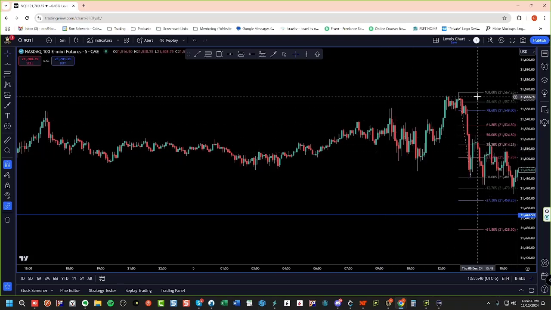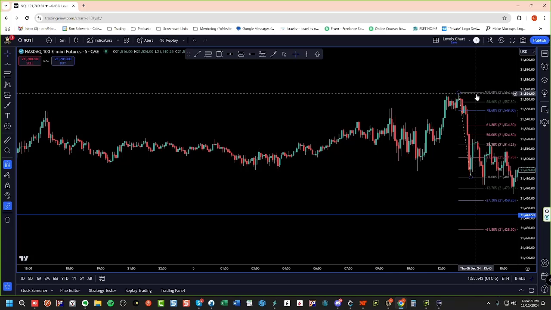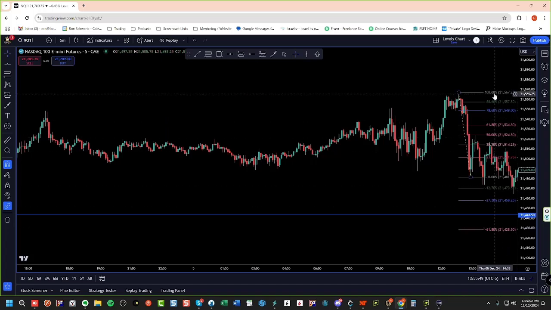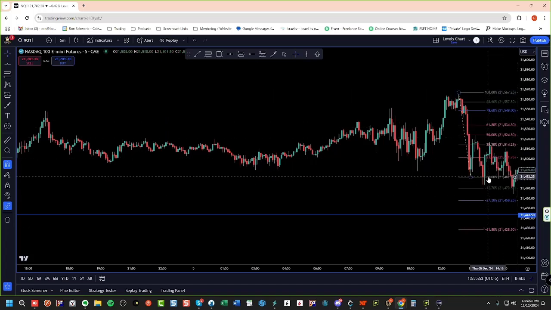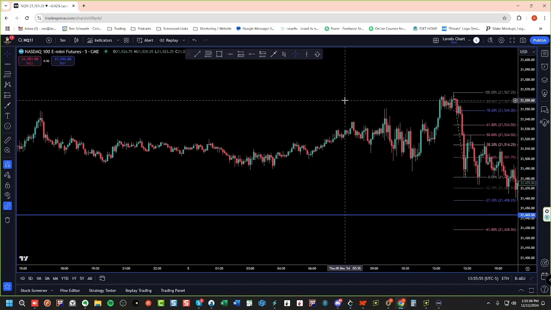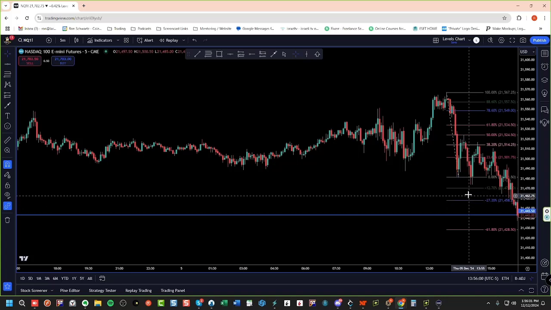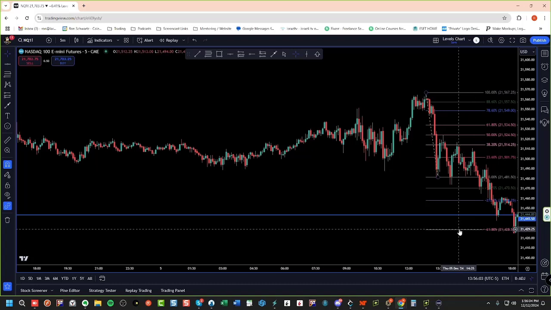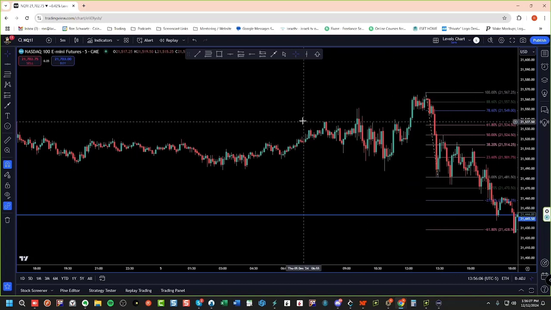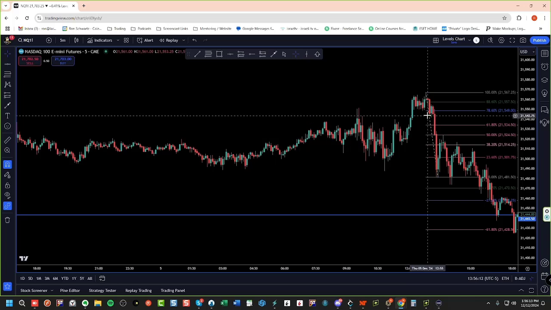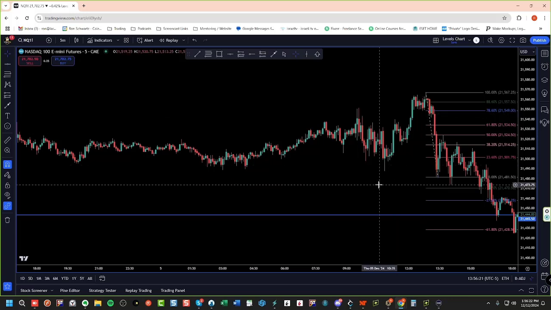Now, for this fib to be valid, I cannot break this point. I can retrace all the way to it, and this is still a valid target. If it breaks, this fib is no longer valid. Okay? First target hit. Second target hit. Level hit. That's it. Now we look for a new fib. I just picked a random spot in the chart that was during trading hours, and this was at 12:50.